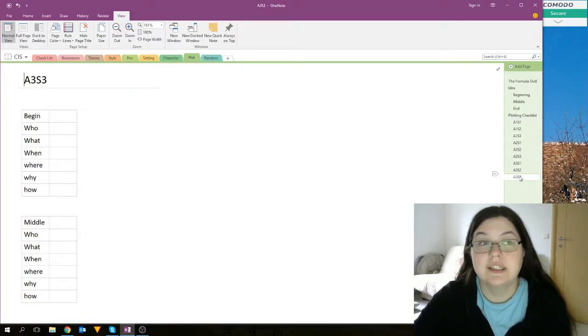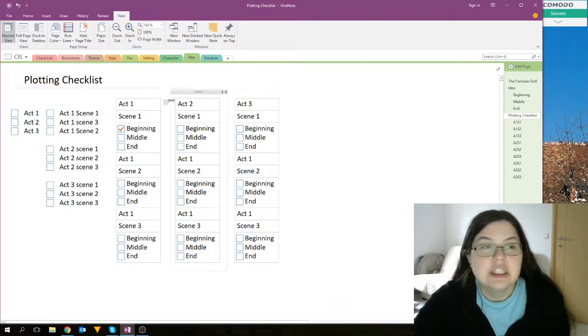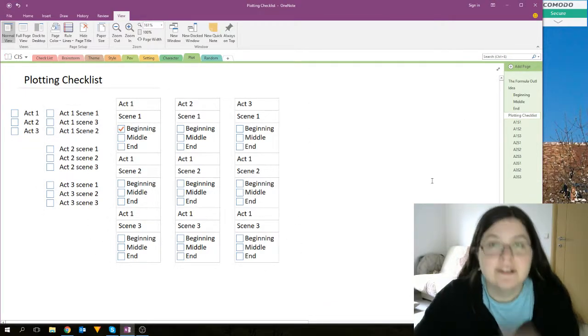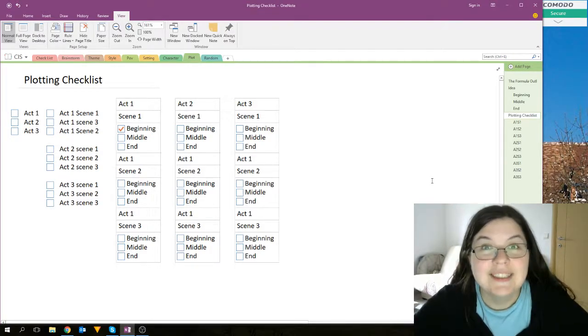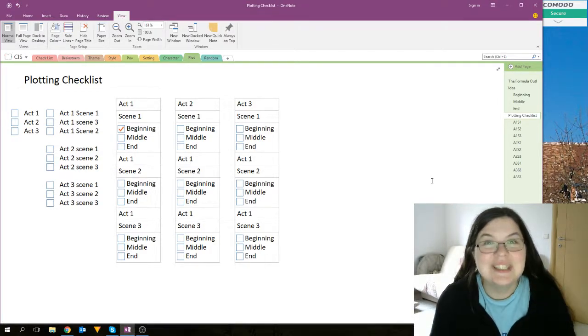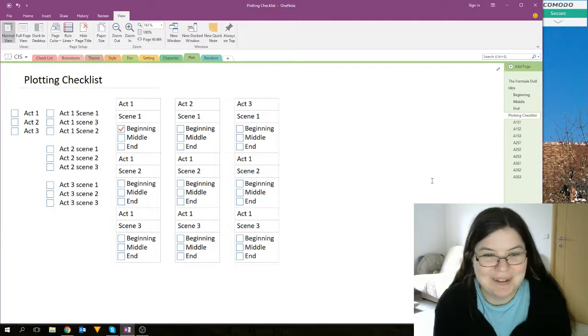And you would continue this for the middle, the end, for scene 2, scene 3, all the way to act 3, scene 3, and then once you're done, you get to check all the little boxes off, and you're finished. And you are ready to write and start your novel for NaNoWriMo.